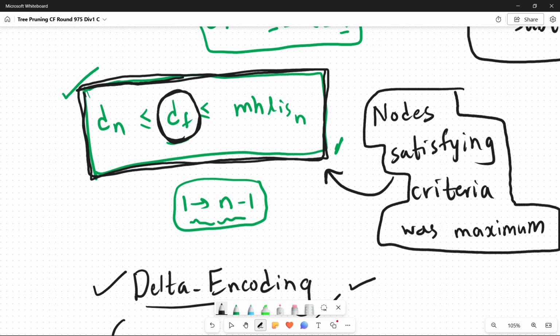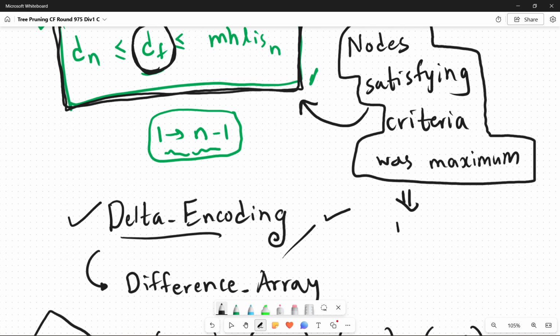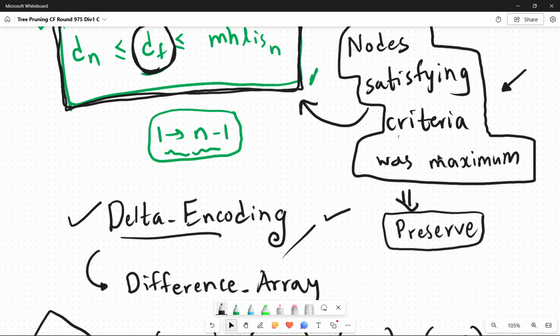So this was the thing. Why do I want to take the maximum of the nodes? Because I want to preserve them. I want to preserve the maximum nodes possible and remove the minimum nodes possible, because I want to minimize the cost of the operations, right? So that's why I want to preserve as many nodes as possible.